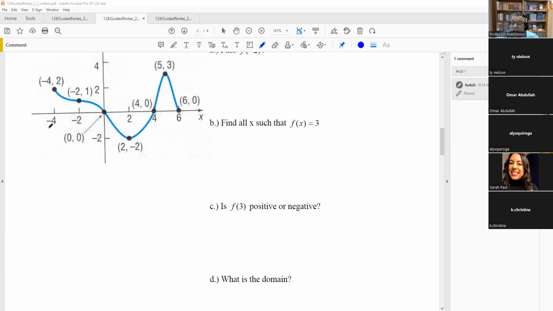Now domain is talking about the x values that the graph uses. The smallest x value that the graph uses is -4. The highest x value that's used is 6. So I know my domain is going to go from -4 to 6. Since both of these are closed circles this time, I'm going to put brackets on both of these. So I have a bracket, -4, and that's going to go all the way to 6 with a bracket. Again, these are brackets because these points are included. These are closed circles. So that's going to be my domain.